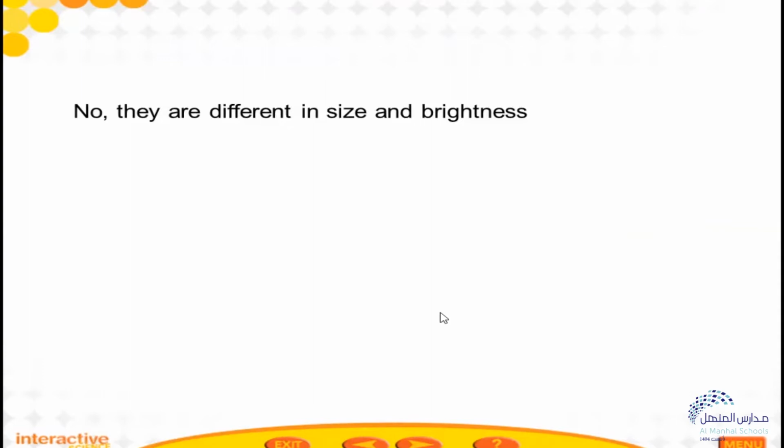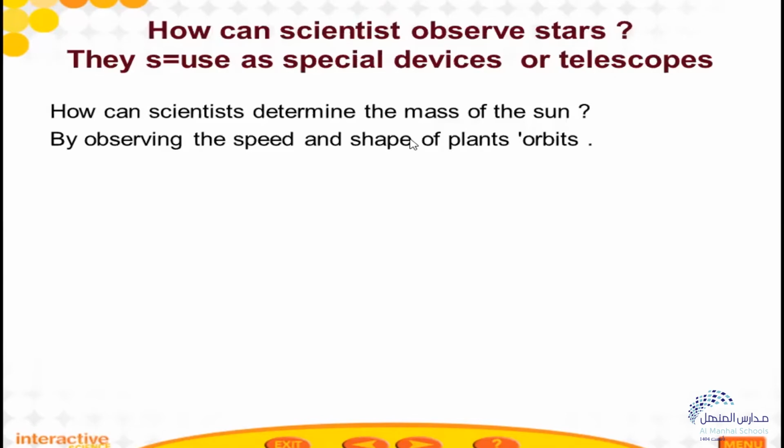Today we are going to study our star, which is the sun, and see what is different between the sun and other stars, and what the physical properties of our sun are as a star. How can scientists observe these stars? We will see how they can observe these stars. Scientists observe these stars using special devices, like telescopes. These telescopes help the scientists to observe stars.